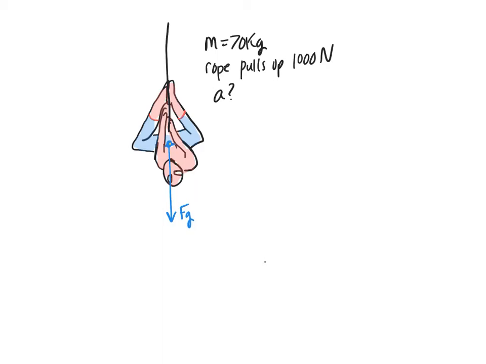Which of those two is winning? Well, we know that it says Spider-Man is going upward. He's accelerating upward. So we know that the force of tension has got to be greater. So we're going to draw it longer than our force of gravity.